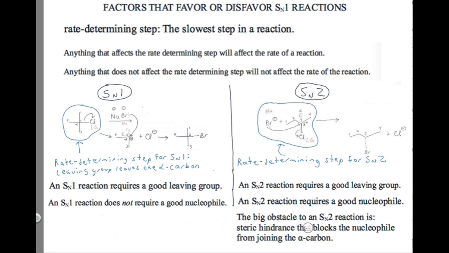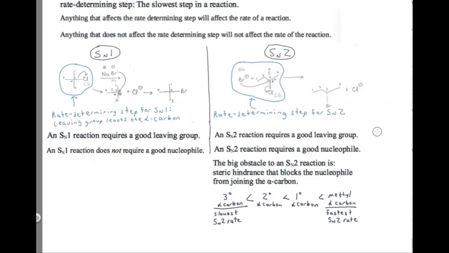Next question, based on this idea, what type of alpha carbon would be best for an SN2 reaction, and what type of alpha carbon would be worst for an SN2 reaction? You should already know that primary and methyl alpha carbons are best for SN2, and tertiary alpha carbons are worst for SN2. I hope you know the definitions of all these terms.